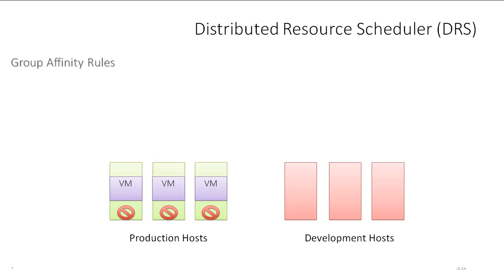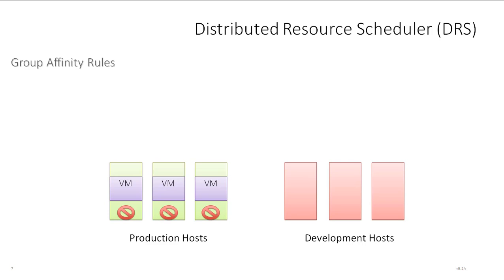Well, what if those ESXi hosts fail? Now I've created a group of virtual machines and a group of ESXi hosts. And I've created a group affinity rule that says the production VMs must run on the production hosts. If those production hosts were to fail, those virtual machines would not restart on the development hosts.